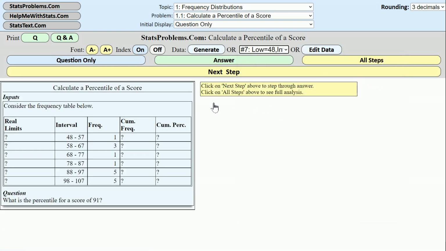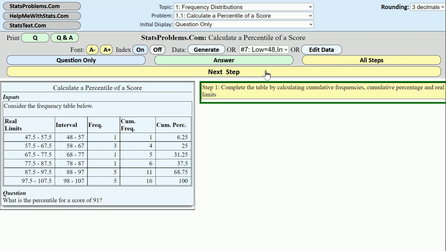The question appears in the blue box. Consider the frequency table below. What is the percentile of a score of 91? Let's step through the solution by clicking on the Next Step button.